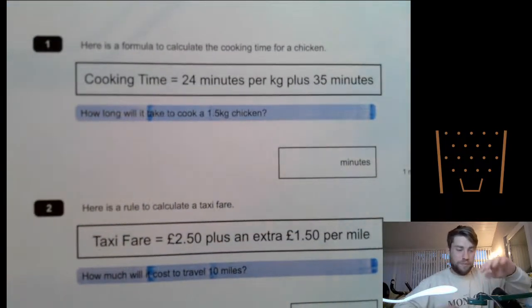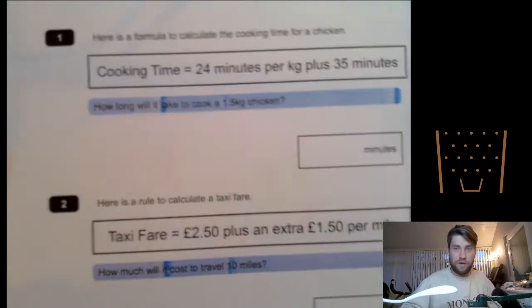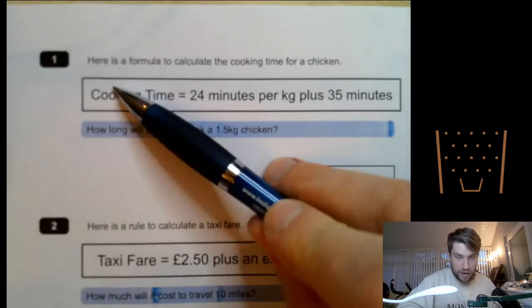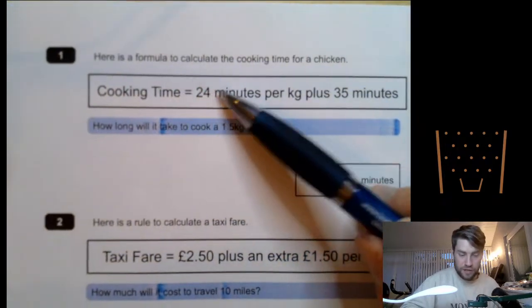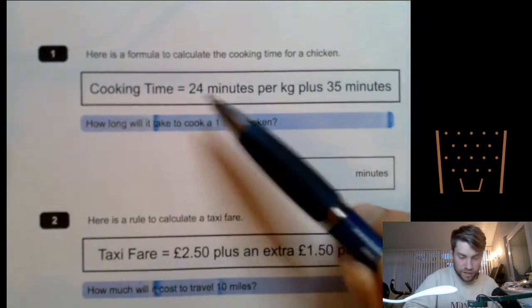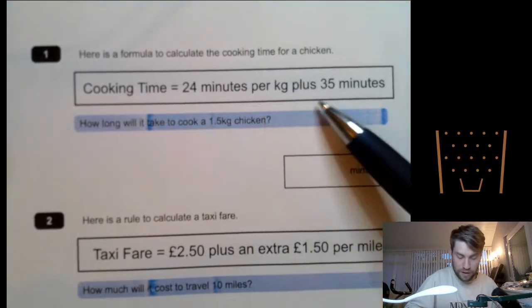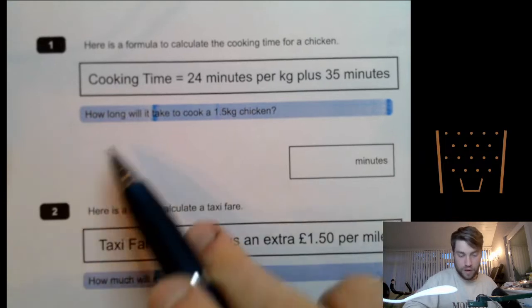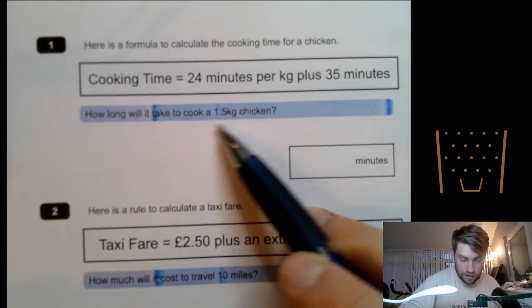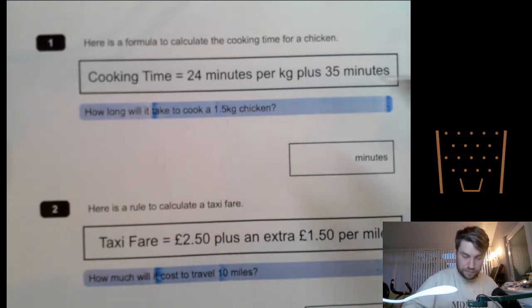So it's quite a big topic, this one, and you'll need it a lot with all the formulas and things you need to know. So here is a formula to calculate the cooking time for a chicken. Cooking time, 24 minutes per kilogram plus 35 minutes. So how long would it take to cook a 1.5 kilogram chicken?